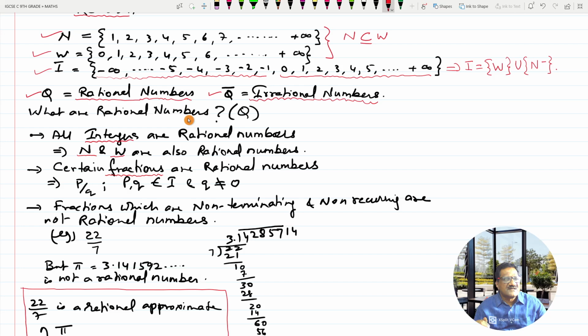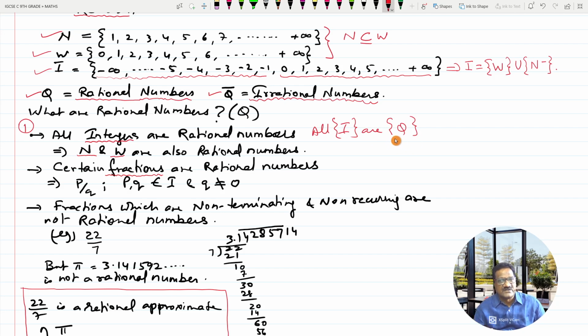So what are rational numbers? The first point is this one: all integers are rational numbers. So if you can say that a particular number is an integer, then you can close your eyes and say that it is a rational number also. What I mean to say is all integers are rational numbers, right? So minus 1, is it an integer? Yes, it is an integer, so it is also a rational number. 0, is it an integer? Yes, it is an integer, so it is also a rational number.